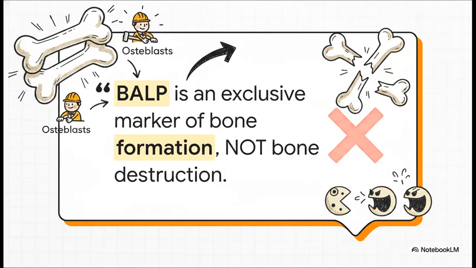So here is the absolutely crucial point, what we call the golden rule of clinical enzymology. Bone ALP is an exclusive marker of bone formation. Let me repeat that. It is not a marker of bone destruction. Whenever we see high levels of bone ALP in a patient's blood, it tells us definitively that the osteoblast builders are hyperactive. They are in there working overtime, totally regardless of what the destroyers happen to be doing.